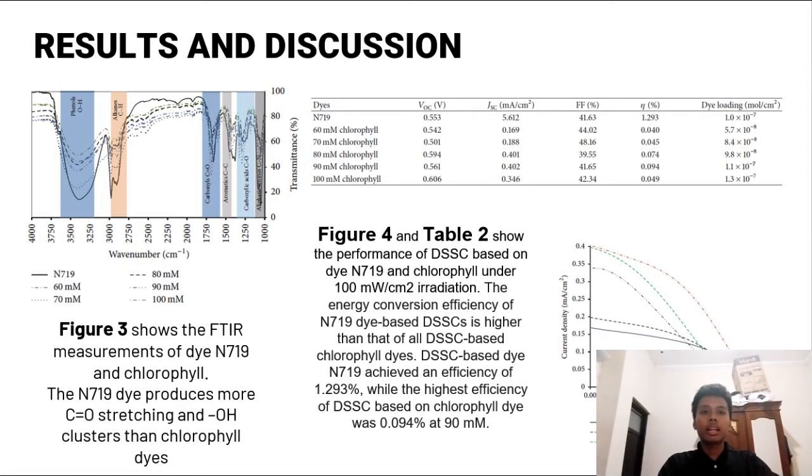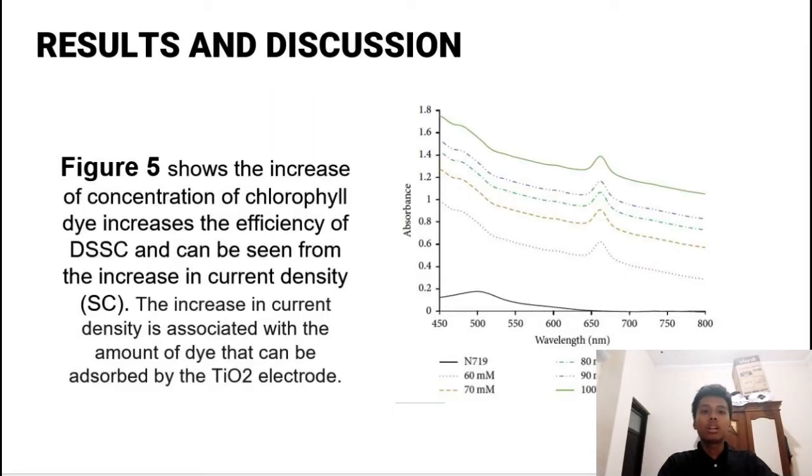And then last we have figure 5, which shows that the increase of concentration of chlorophyll dye increases the efficiency of the DSSC, which can be seen from the increase in current density. The increase in current density is related to how much dye the titanium dioxide electrodes can absorb. However, the dye loading value increased while the effectiveness of the DSSCs dropped at doses above 90 millimolar. The precipitation of dyes on the titanium dioxide electrodes can be used to explain this outcome.